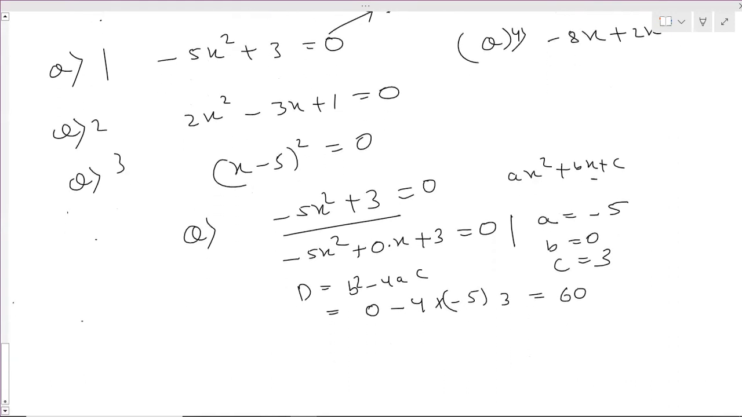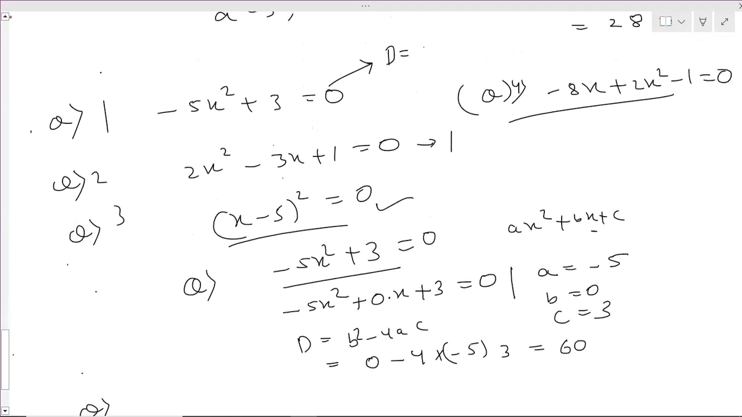In the second one, I got 1. Let me check. B square is 9, 4 into 8 is 32. Yes, correct answer. This is 1. And here, third one is 0. Very good. In this, fourth one is 72.